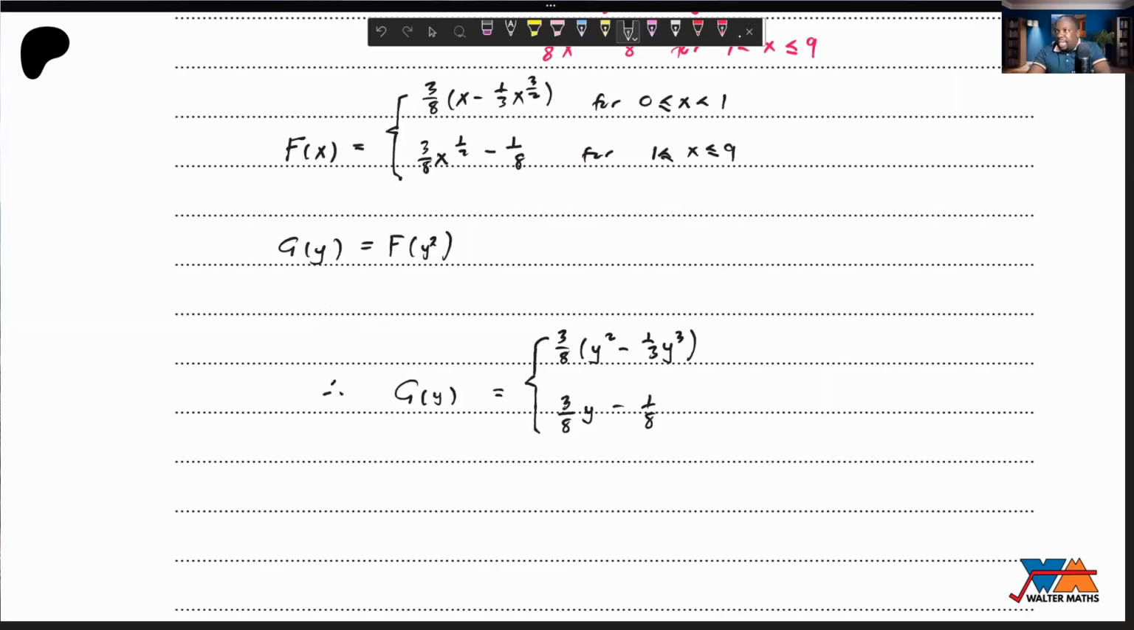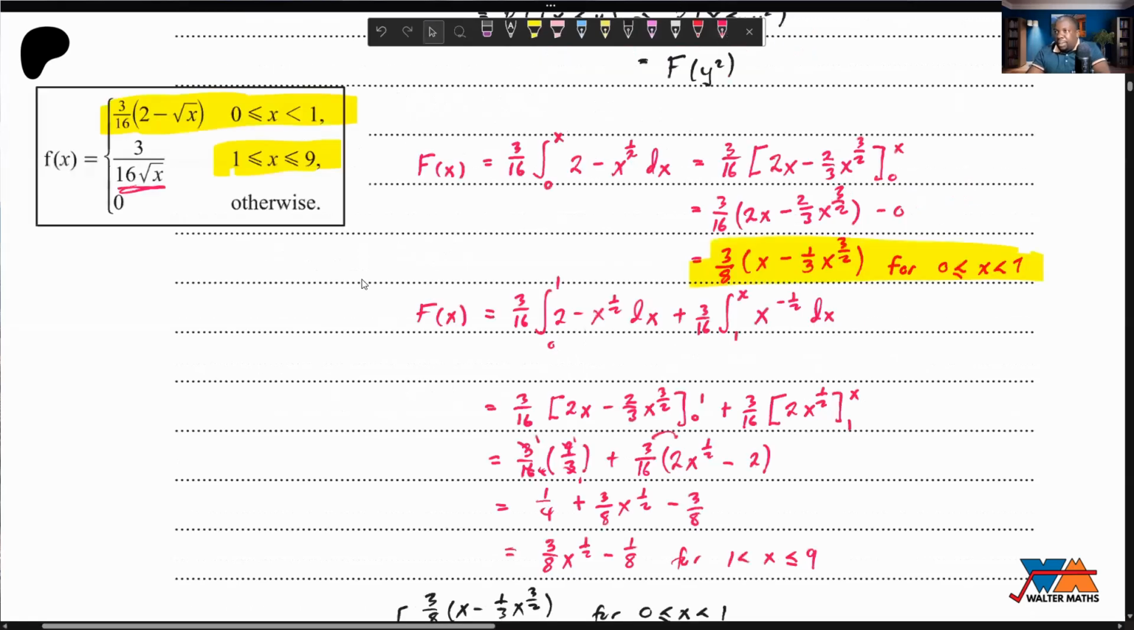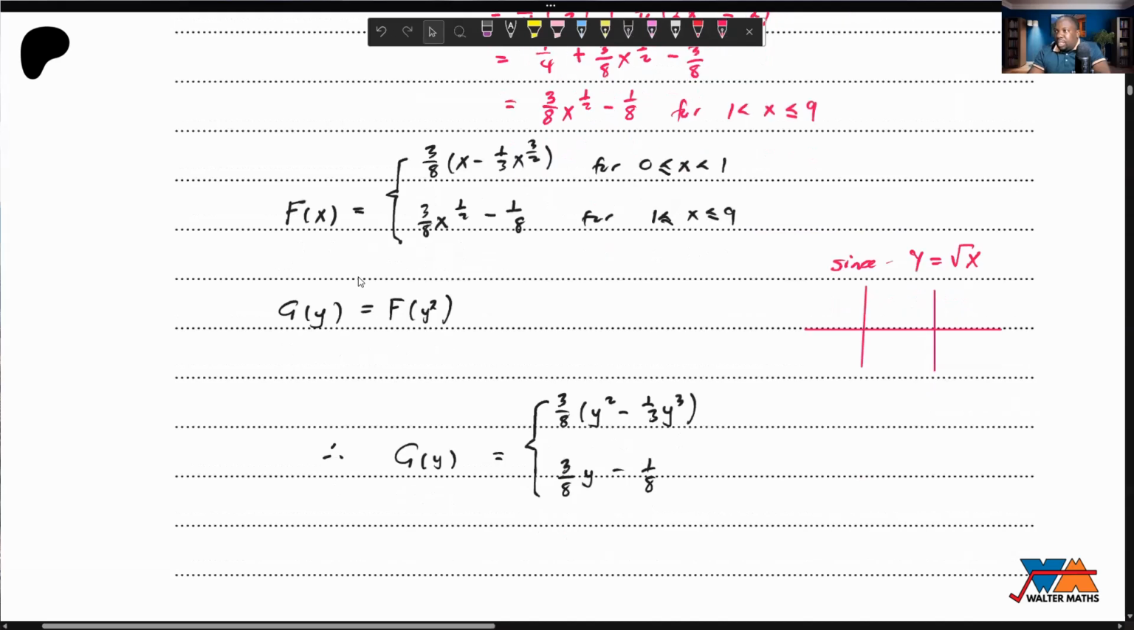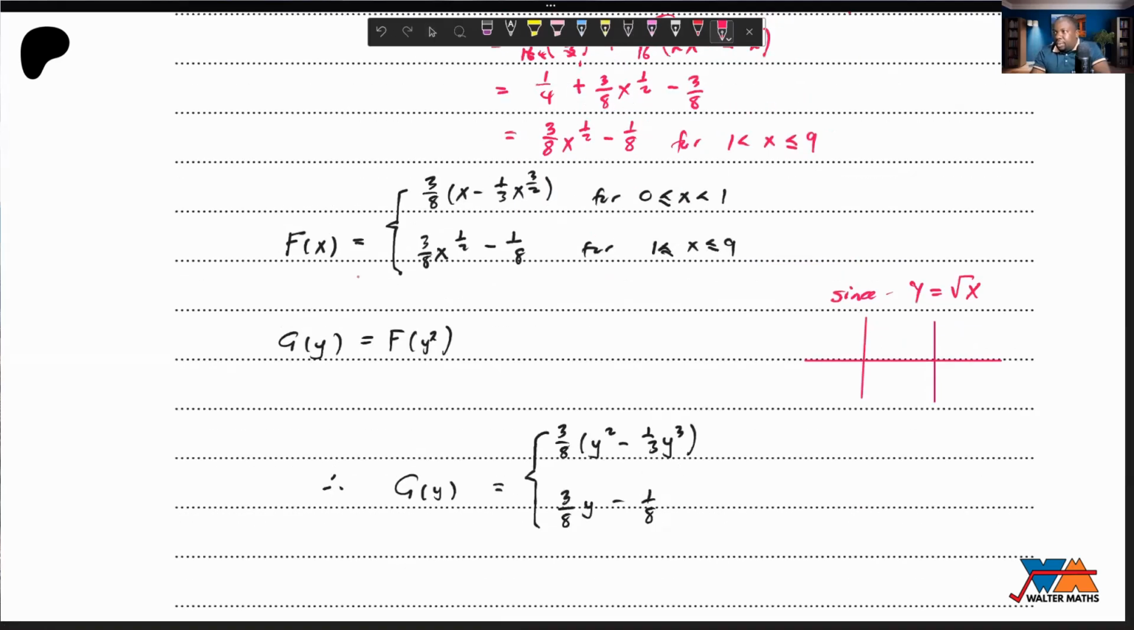Let me just do a little table. Since we had the substitution y being equal to root x, because that's what we have up here, y is root x. So since y is equal to root x, we're saying when x has a value of 0, 1, or 9, because these are the x values, the limits we have.